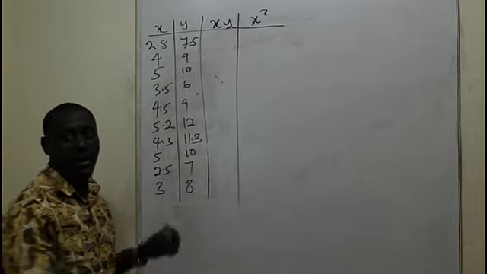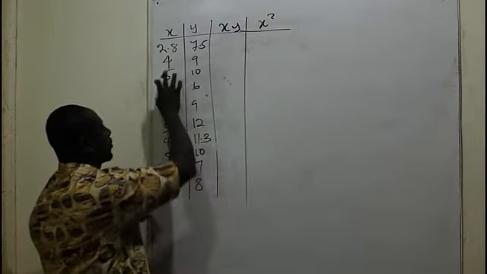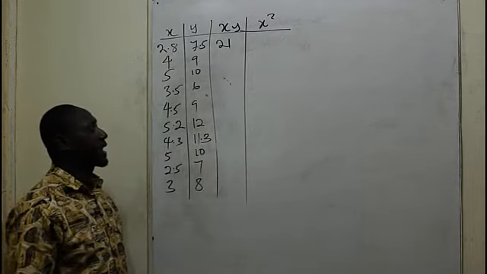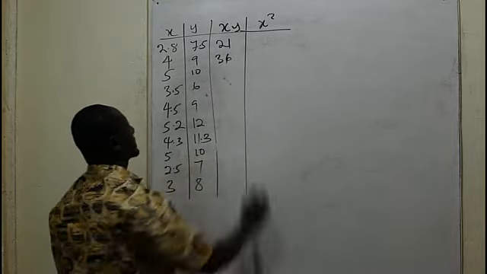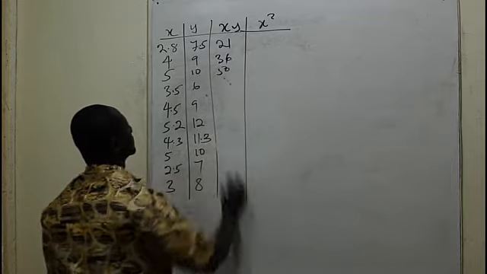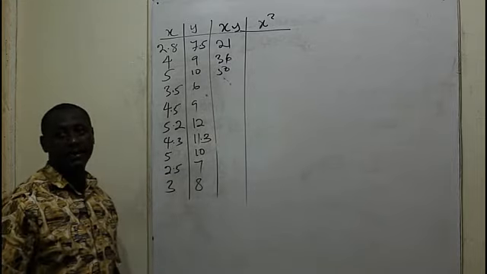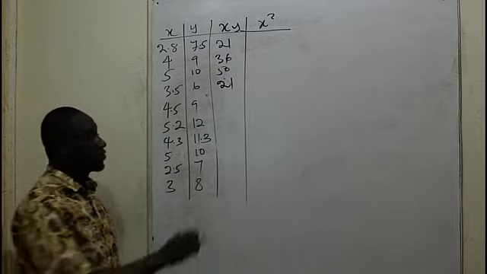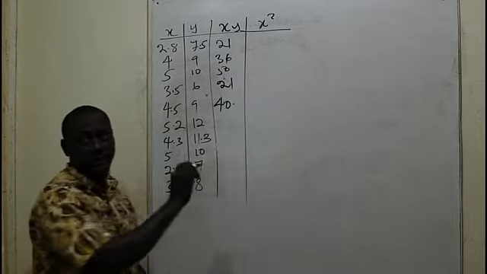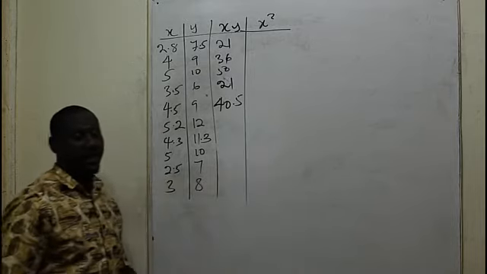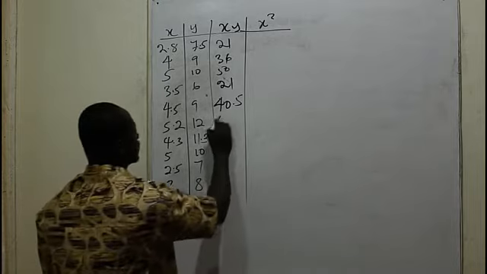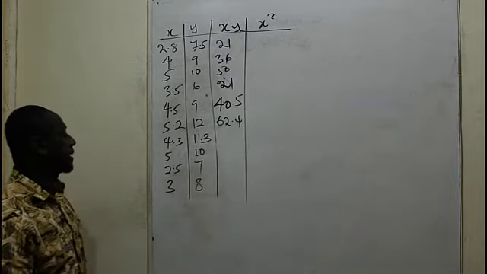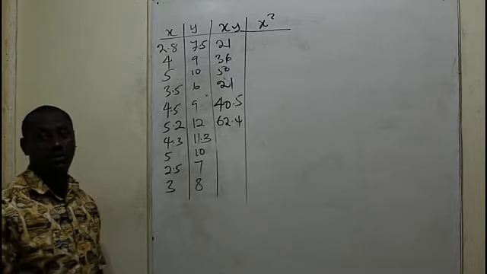Let's find xy first. 2.8 times 7.5 gives you 21. 4 times 9 is equal to 36. Then 5 times 10 is 50. Then 3.5 times 6 is equal to 21. Then 4.5 times 9 is equal to 40.5. Then 5.2 times 12 is 62.4. Then 4.3 times 11.3 is going to give you 48.59.